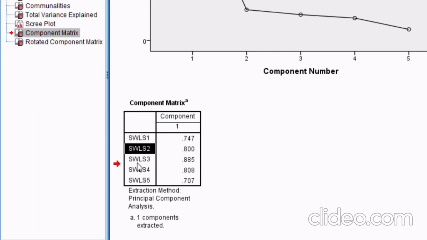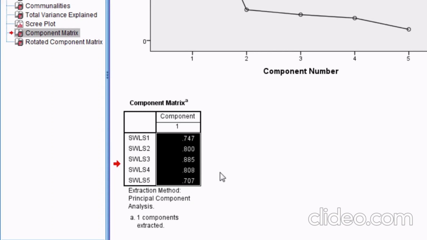And if you look here, our highest loading item is SWLS3, which loads or correlates, if we round here, around 0.89 on the component, which is very high. So whatever SWLS3 is measuring, and as a reminder, that question said, I am satisfied with my life, the choice from earlier. So this loads or correlates the highest on the component of any of the items.